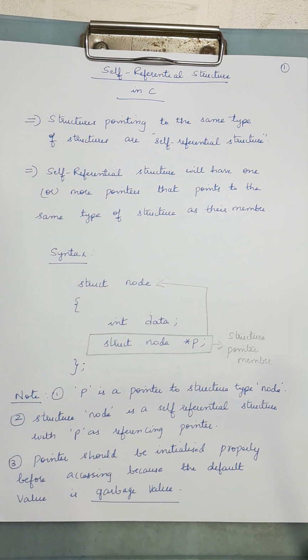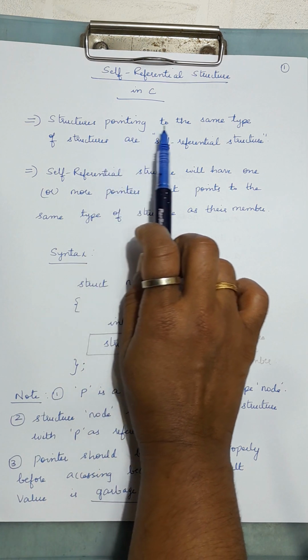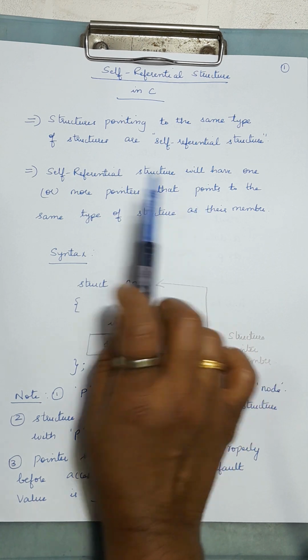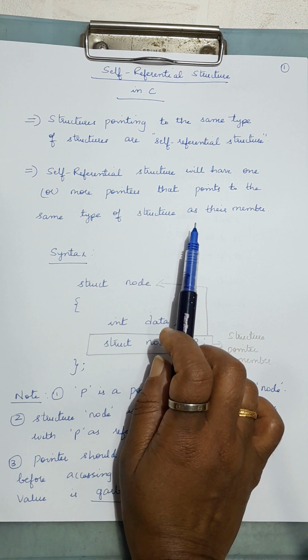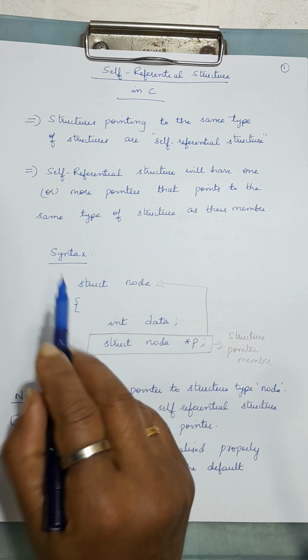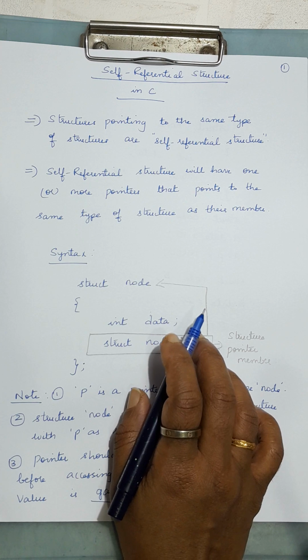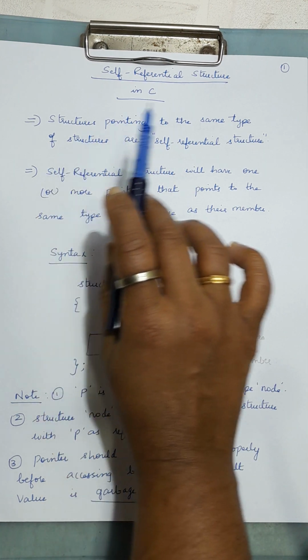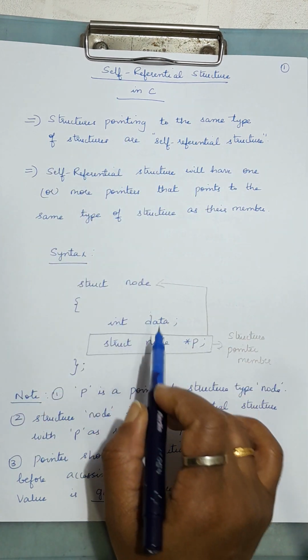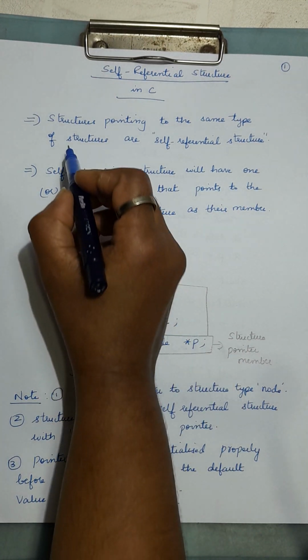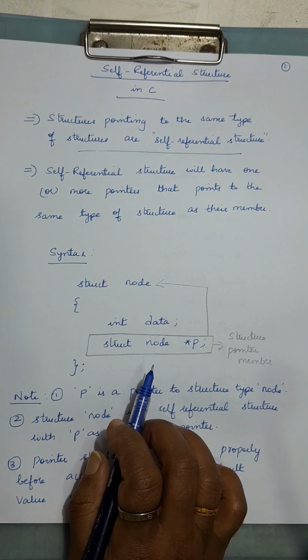Now coming to the actual definition of self-referential structure. Any structure that points to the same type of structure is called a self-referential structure. For example, we already know what a recursive function is: when a function calls itself again and again, it is called a recursive function. In the same way, when a structure points to the same type of structure, or points to itself, it is called a self-referential structure.